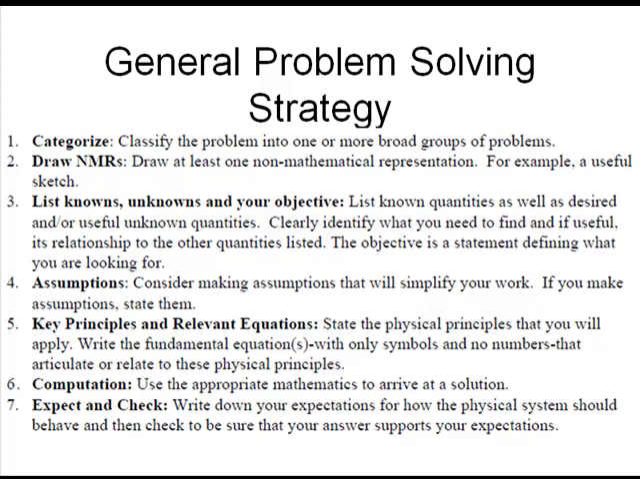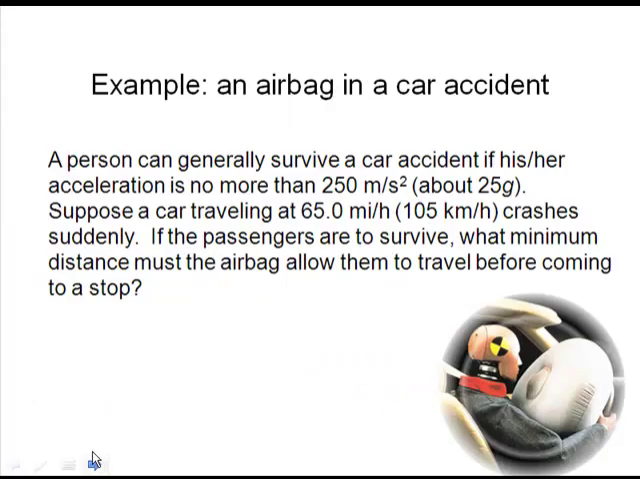So here's a problem that'll use that basic strategy. We want to consider an airbag in a car. Suppose a person can survive a collision as long as they experience an acceleration that is never more than 250 meters per second squared, about 25 g. Suppose we're in a car crash starting at 65 miles per hour or 105 kilometers per hour and crashes suddenly. If the passenger is to survive, what is the minimum distance the airbag must allow them to stop in?